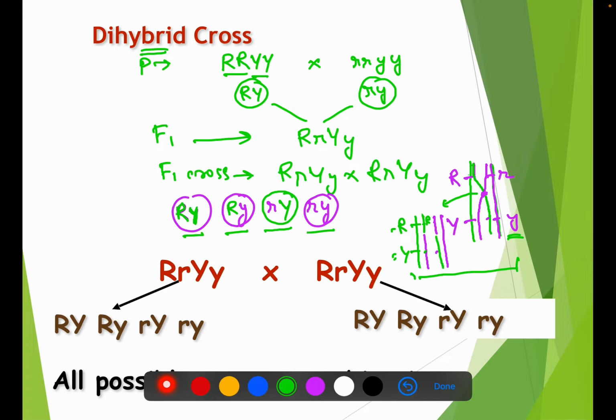So two heterozygous means what will be the possible types of gametes? There will be four possible types of gametes. At the end of the slides I will show you a formula by which we can find out how many types of gametes could be formed. So here was the explanation part.